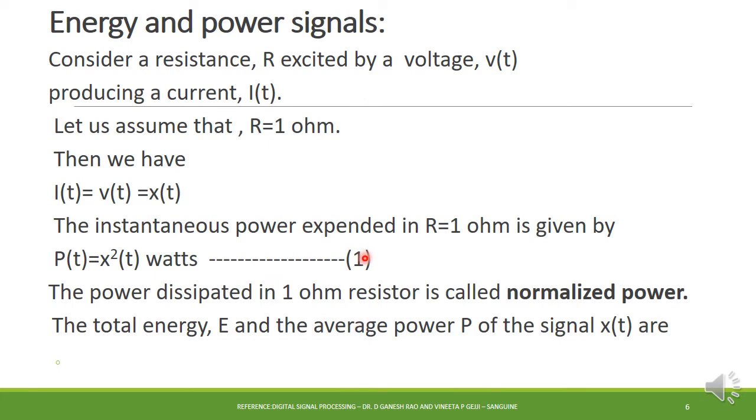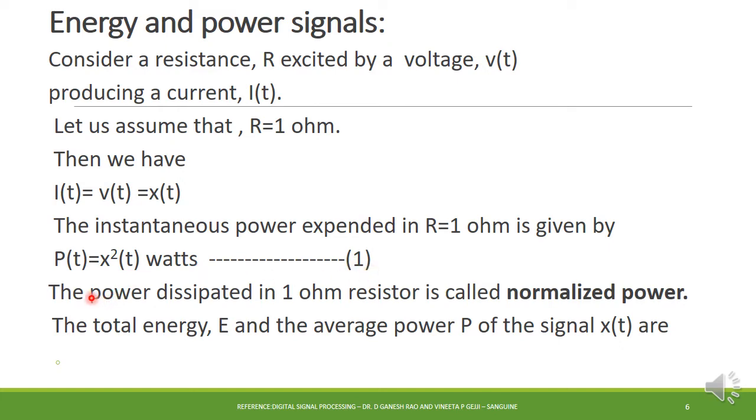Actually, here we are taking a signal. Usually x of t is your continuous signal. We are taking this continuous signal and finding the equation for the energy and power. Till now what I have explained, finally what I got is P of t is equal to x square t watts. This is your first equation.